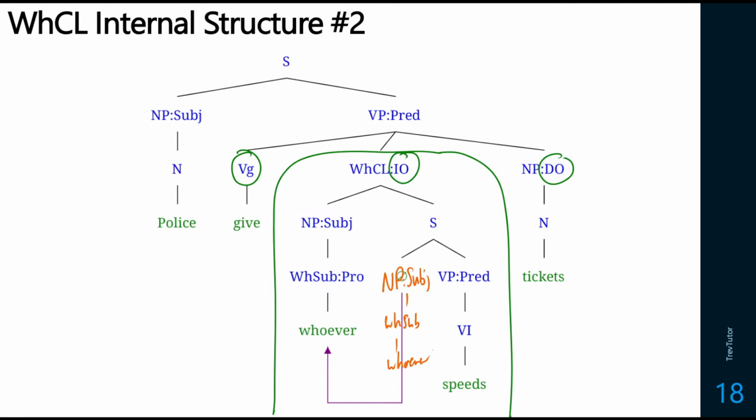whoever here. So what we would do is we would take this and we would move it all the way up to the beginning of the WH clause. And that's how we get whoever speeds. So we do see movement, no matter whether it's subject, direct object, indirect object. We do see movement, but nothing needs to happen with auxiliaries in here.